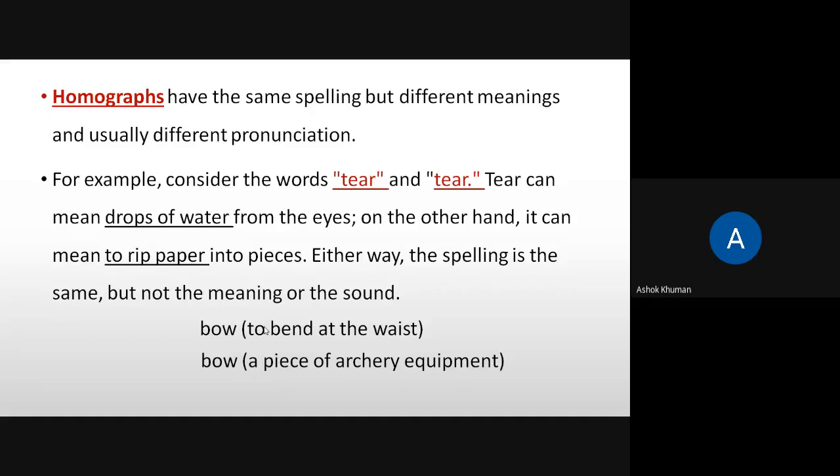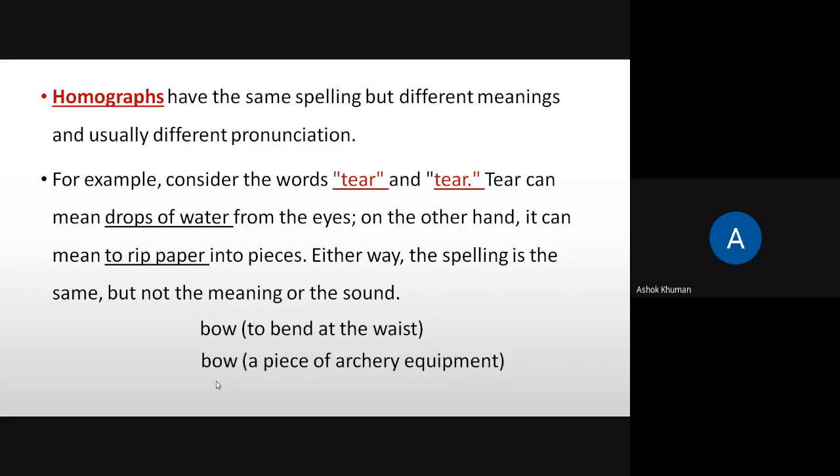Now homographs. Homographs have the same spelling but different meanings and usually different pronunciation. Now the sound is also different, but the similarity is in the spelling. It is not necessary that all the time you have the same sound. Sometimes in homographs you have the same spelling but different sound.